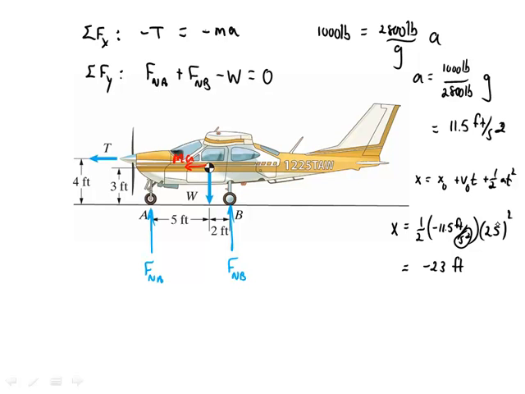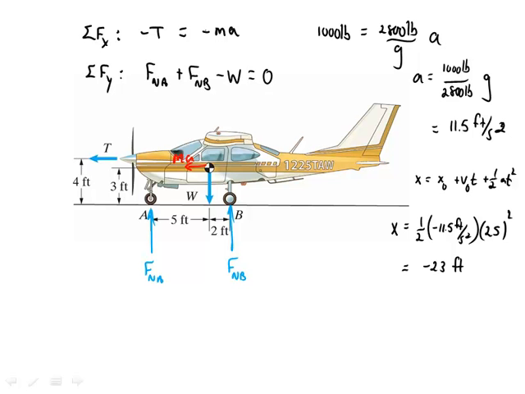I have seconds here, and that's squared. I have seconds here, but that's also squared. So the seconds squared will cancel, and I'll just be left with feet. A minus sign indicating that it's to the left. But the distance traveled was what I was looking for, and that's 23 feet.